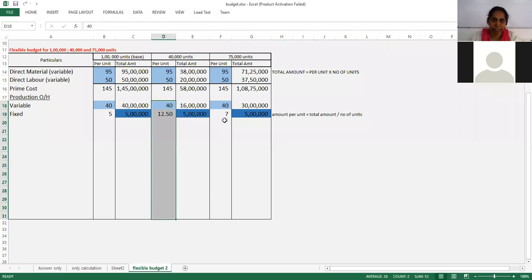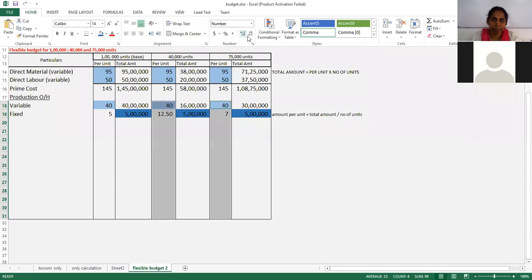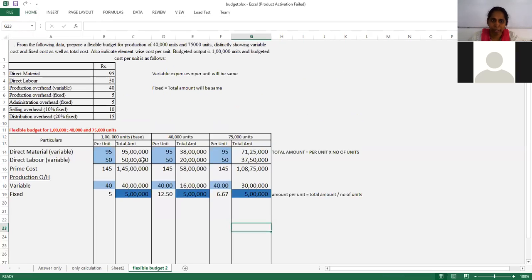Okay, I am going to change the format of the data. It is 6.667 or 67, whatever it is. I have taken 2 digits, that's why it is showing 6.67. So production overhead is done.